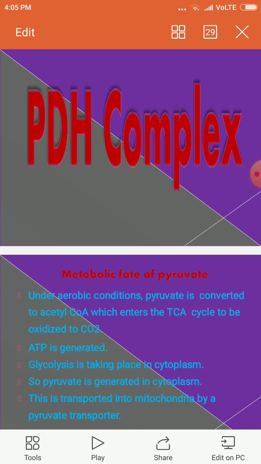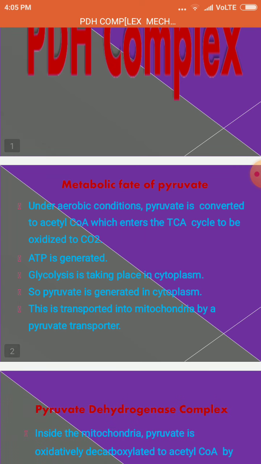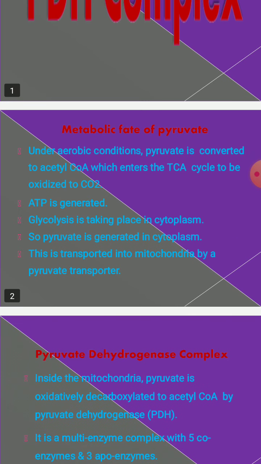So under aerobic condition, as we have already seen, this pyruvate is getting converted to acetyl CoA, which is going to enter the TCA cycle to be oxidized to carbon dioxide, where the ATP is generated. And what we have seen, the formation of pyruvate in the cytoplasm. So this particular reaction is going to happen in the cytoplasm itself. Once after the formation, it is going to be transported into the mitochondria by the pyruvate transporter, right?